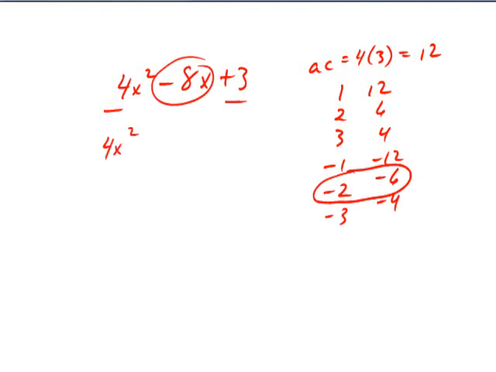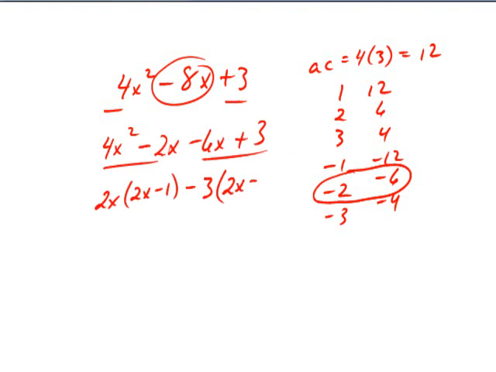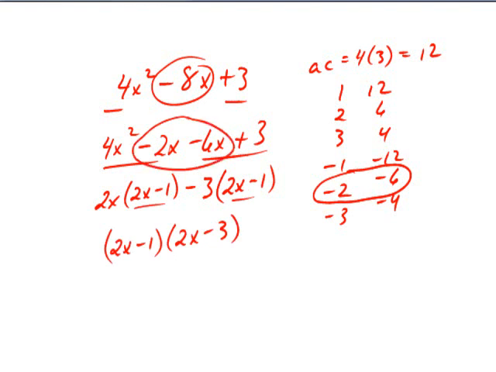If I rewrite negative 8x as negative 2x minus 6x in either order, then I can factor by grouping. In the first two terms, factor out 2x. In the last two terms, I'm going to factor out a negative 3, which will give me 2x minus 1, so that the 2x minus 1s are the same in both parts. Factoring 2x minus 1 out from each part, my other factor is 2x minus 3. And again, you may want to try interchanging these and seeing if it comes out with the same factors.